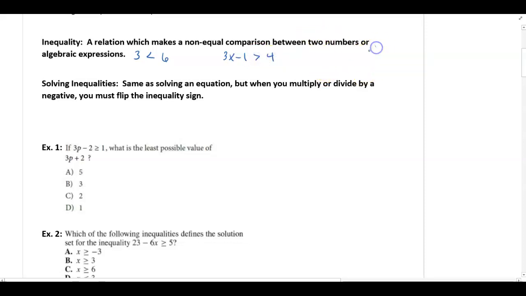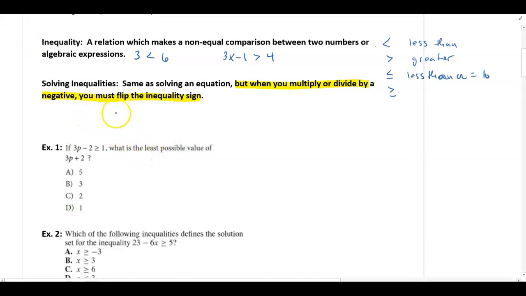So there are basically 4 simple inequality signs that you work with. You have the less than sign. Then you have greater than. Then you have less than or equal to. Then you have greater than or equal to. Those are the 4 most common. Now, when we solve inequalities, you solve them exactly the same way as you solve an equation. But when you multiply or divide by a negative, you must flip the inequality sign.